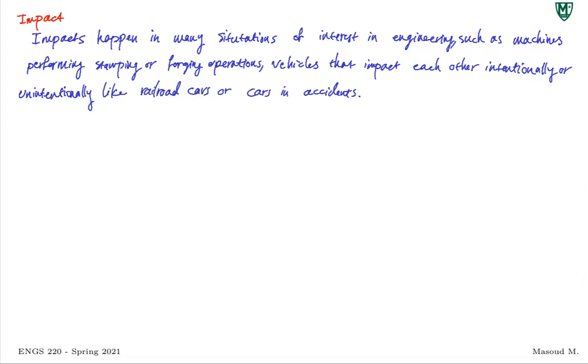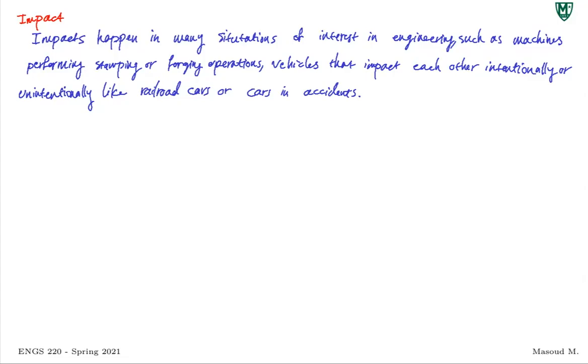So how do we do that? We are going to study impact using linear impulse and momentum. We covered linear impulse and momentum before. In the previous class and the class before that we were talking about the principle of angular impulse and momentum, but before that we were talking about the principle of linear impulse and momentum. And now we're going to use that to study impact.